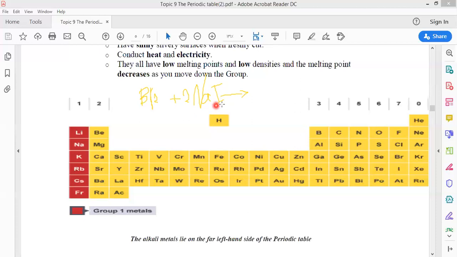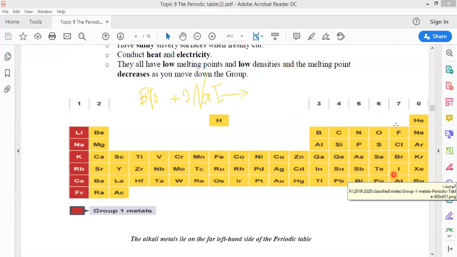Bromine can take the place of iodine. Bromine can ask iodine to go out. We check here: bromine in the arrangement of elements is higher than iodine. The position of bromine is higher than that of iodine. What does it mean? Bromine is more reactive than iodine, as we said before. Fluorine is more reactive than chlorine, chlorine is more reactive than bromine, bromine is more reactive than iodine, and so on.